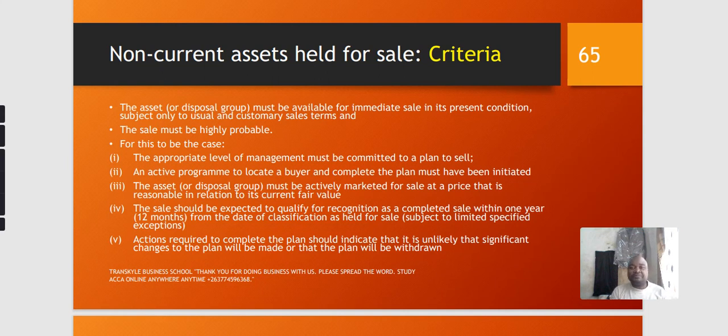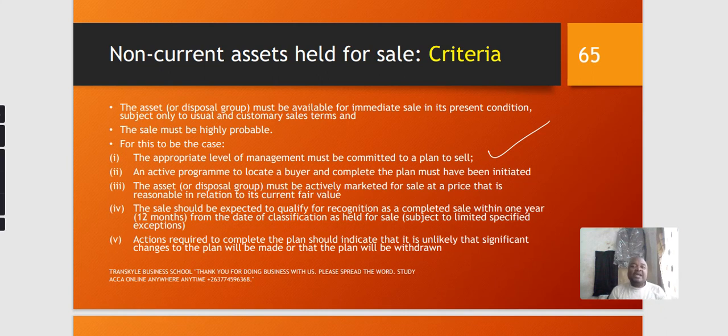Number one, the appropriate level of management must be committed to a plan to sell. So which means the board should be highly motivated. The board of directors should be highly motivated to the sale. Okay, we do not expect this decision to be hammered maybe by one non-executive director, while the rest of the executives are not committed to the plan. Then we can't actually be convinced that the appropriate level of management is committed.